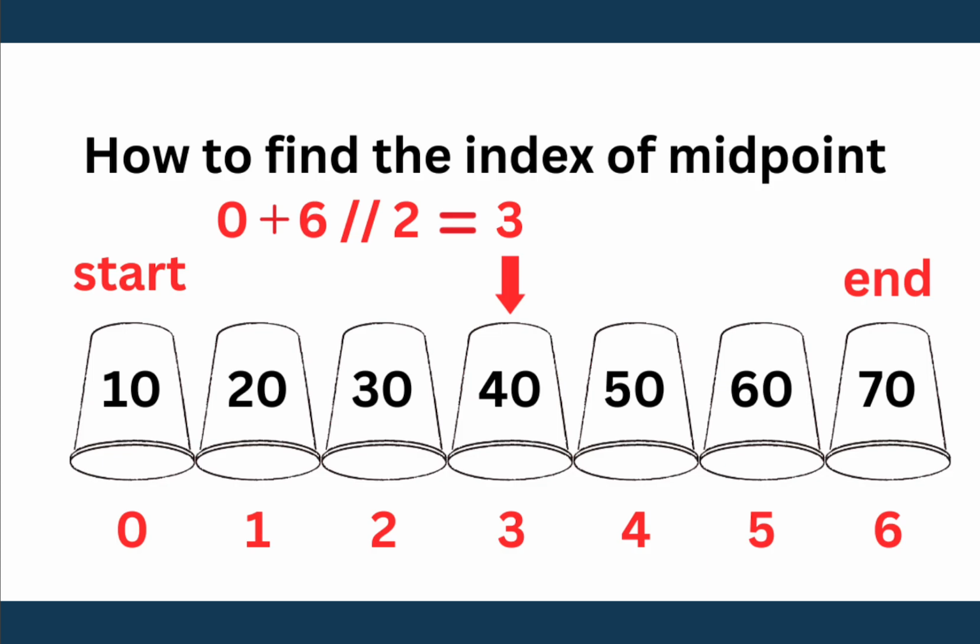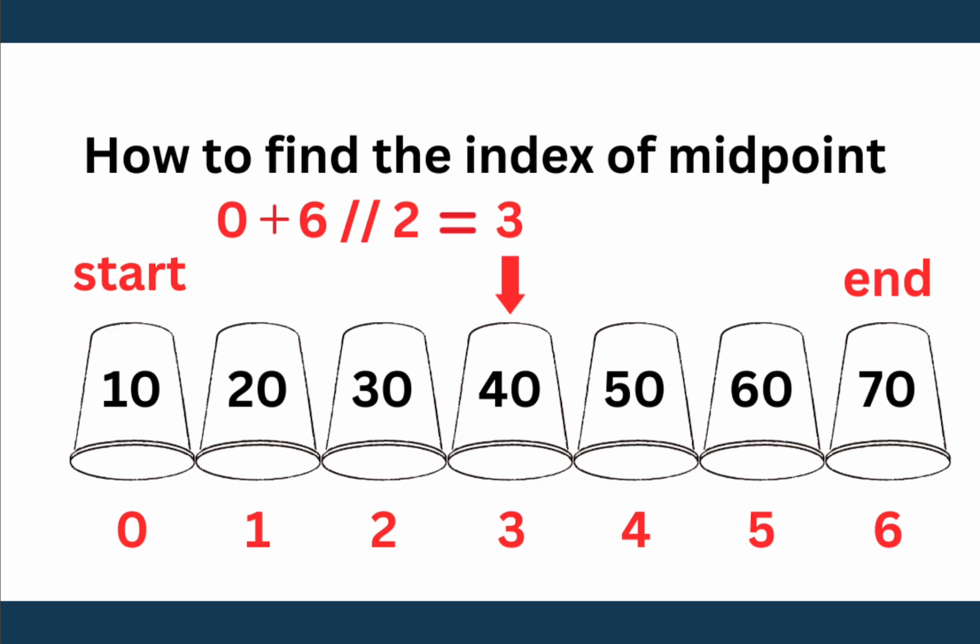And how would I find the midpoint? I need to take the starting point, which is 0, plus 6, which is the index of the last item. So I'm going to get 6 and divide it by 2. But I'm going to be using floor division, because as you remember, floor division always returns a whole number, because I don't want to get 3.5, right? So for example, I don't want to take 7 divided by 2. I don't want to get 3.5 because there is no 3.5.